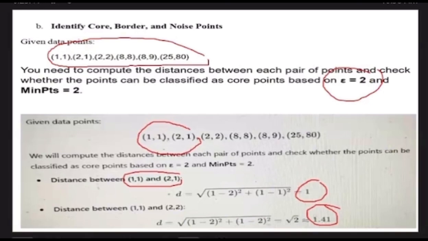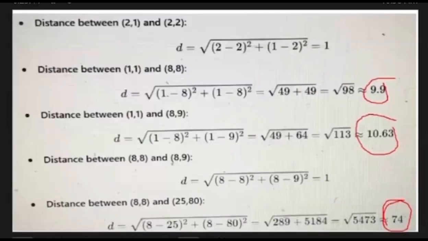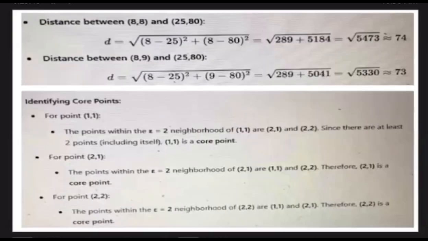Look at the way I answered the question. I said, identify a core point. I said (1, 1). The points within epsilon equal to 2 are the neighborhood of (1, 1), (1, 2), (2, 1). I'm actually using the Euclidean distance that I computed. Since there are at least 2 points, including itself, I said (1, 1) is a core point.